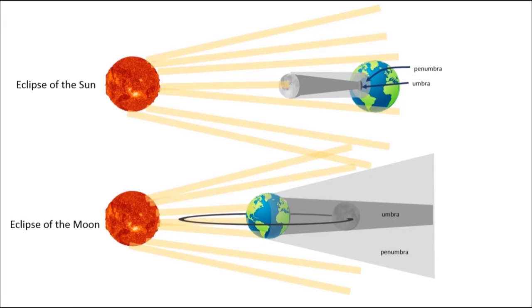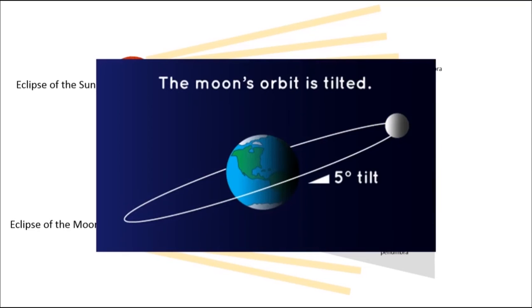Why don't we get a lunar or a solar eclipse every month? The answer is that the path of the moon, its orbital path, is tilted with respect to the sun. Here is a picture showing it. This means that most of the time the moon passes over or under the orbital plane of the Earth, thus preventing any eclipse from happening.